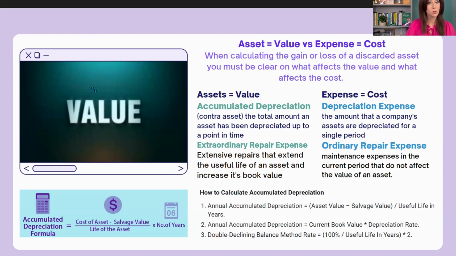The two concepts that we have learned are 1 and 2. And so if you have the book value and the depreciation rate, you can get this amount. Or if you have the asset value, the salvageable value, and the amount of years that it will be useful, you can find the accumulated depreciation.